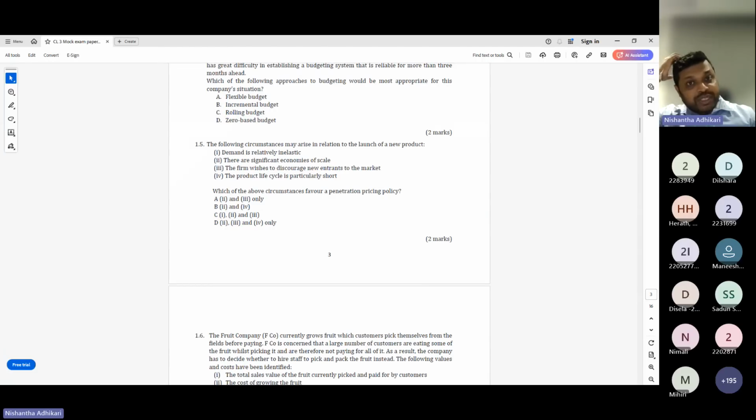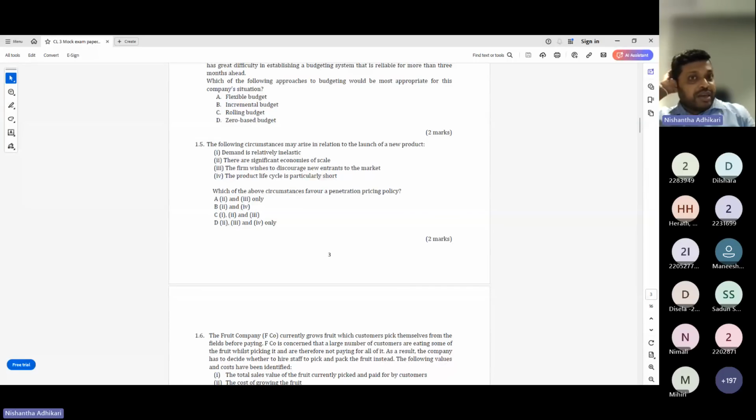The following circumstances may arise in relation to the launch of a new product. There are four situations given. First, we will read what the requirement is. Which of the above circumstances favor a penetration pricing policy? What is the penetration pricing policy? That means customers are price sensitive, and you are going to charge a lower price than the competitor.